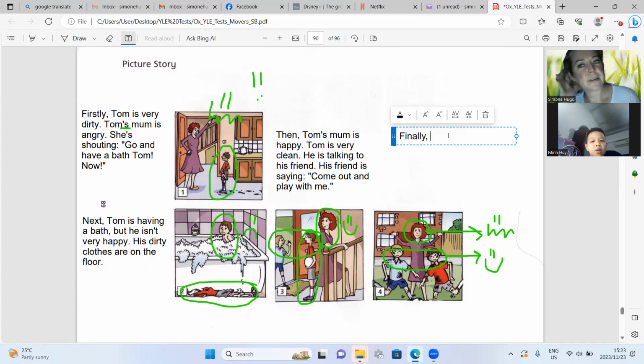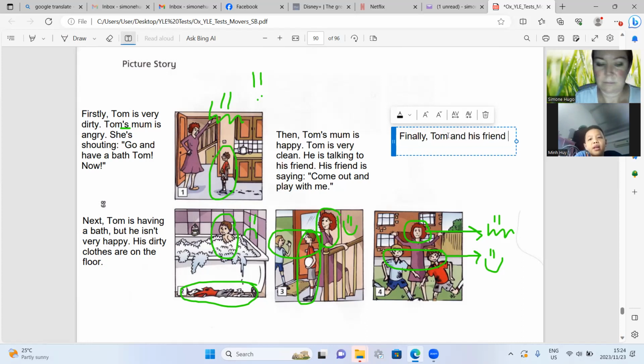What are the children doing? Tom and his friend are playing football. The children are very dirty. They are happy.